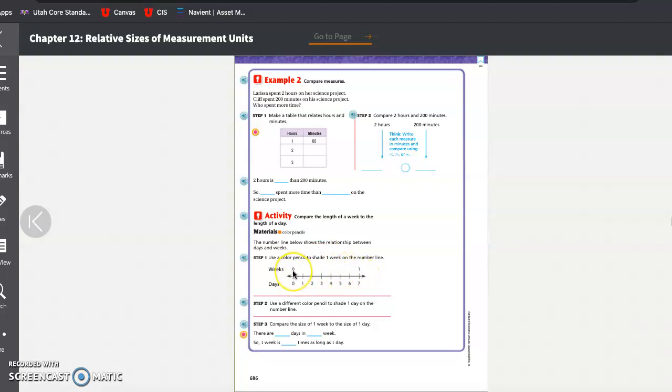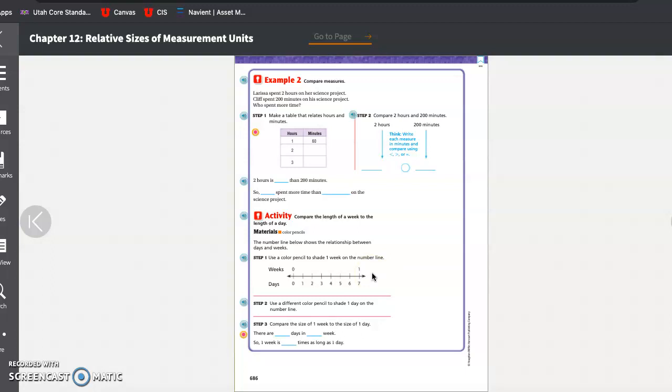Because in 1 week, there's 7 days. So we go 1 day, 2, 3, 4, 5, 6, 7, and then there's 1. So you'd fill in that as 1 week. And then on the bottom there's days. So you could think of this as well if you wanted to do minutes and hours, right?